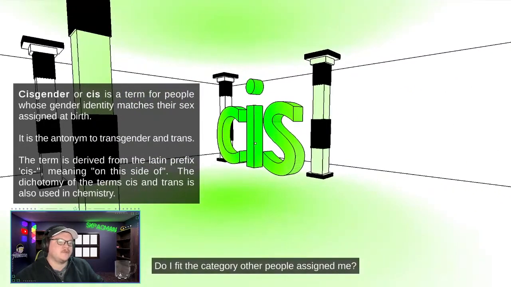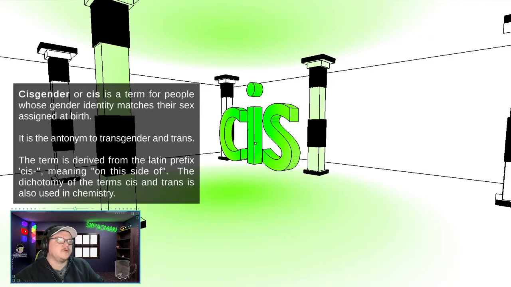Cisgender. Do I fit the category other people assigned me? So, cisgender is a term for people whose gender identity matches the sex they're assigned at birth. This is an antonym to transgender and trans. The term is derived from the Latin prefix cis, meaning on this side of. The dichotomy of the terms cis and trans is also used in chemistry.